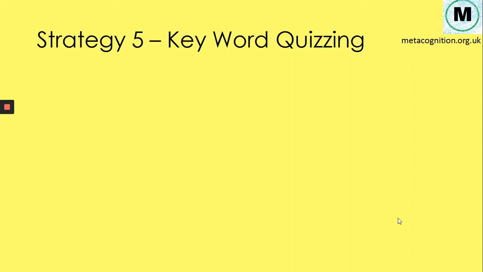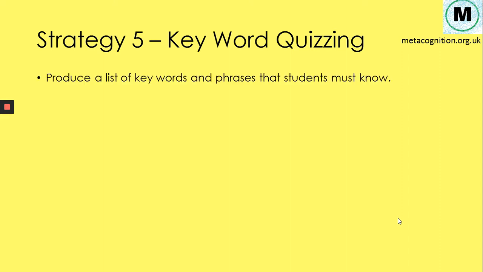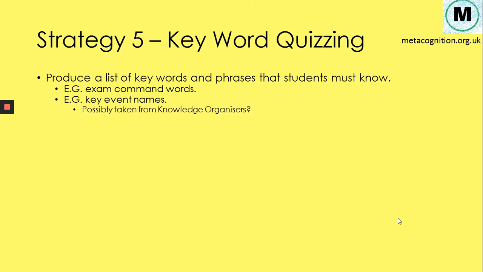Keyword quizzing, something that I think is incredibly important and often overlooked. I would recommend producing a list of keywords and phrases, and this is particularly crucial in Year 7 when they're making a huge jump from primary to secondary, where the language of school hugely changes, especially in terms of subject content. Produce these keywords, produce these phrases that you would expect students to know. So maybe exam command words for your GCSE students, key event names. Take them from your knowledge organisers. If you've got knowledge organisers, this is a copy and paste job, or simply pointing it out to the students.